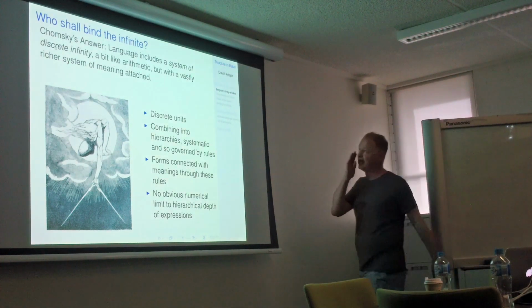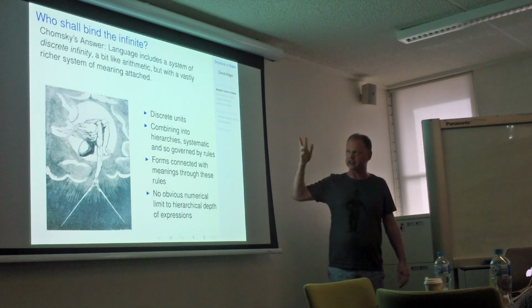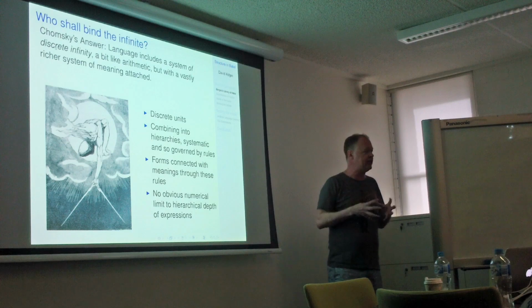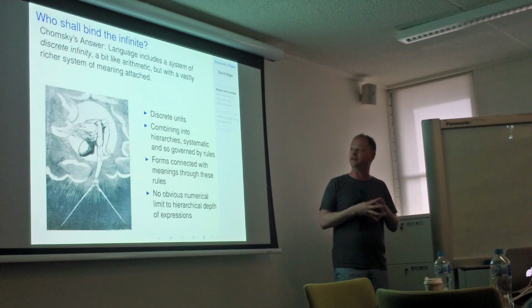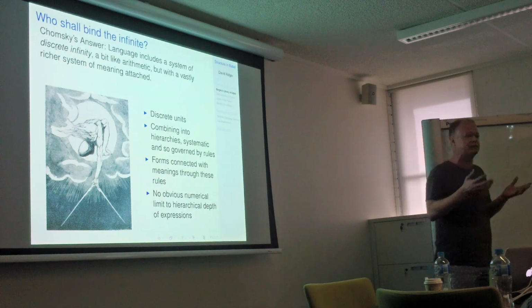Chomsky gave an answer a long time ago, which he's updated over the years, but it's the same answer, which is essentially that language includes inside it a system of discrete infinity. It's a bit like arithmetic, in the way that arithmetic is a system of discrete infinity.